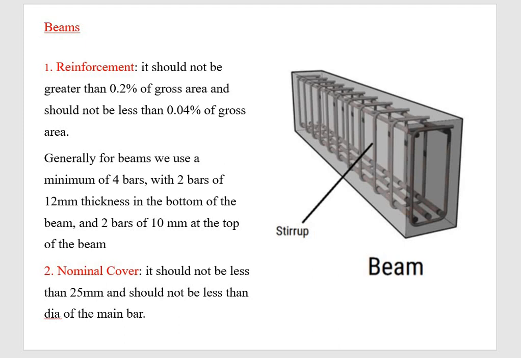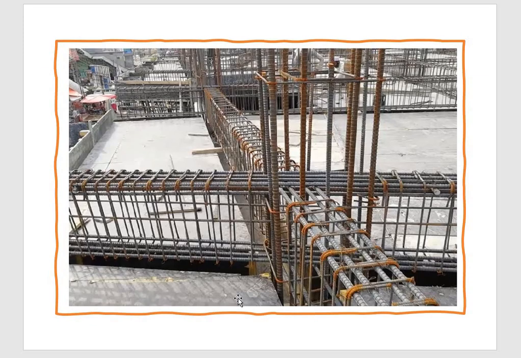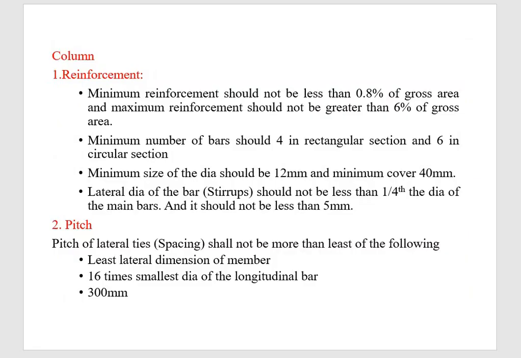Next thing is, you can see a diagram here. See, this is how the reinforcement is provided for the beams, vertically as well as horizontally. I have taken a sample of it and I have shown it. This is how beam reinforcement is provided. The next thing is about the column.